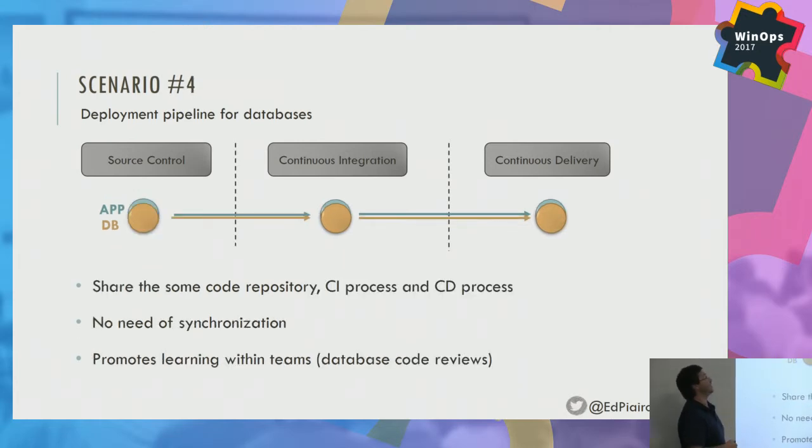And this is my current stage. This is my day-by-day scenario. I have my app and my database sharing the same pipeline, the same code repo, the same continuous integration process and the same continuous delivery. So it's the same pipeline. We don't have a need to synchronize. We just look at the pipeline and see the results, if everything went well.